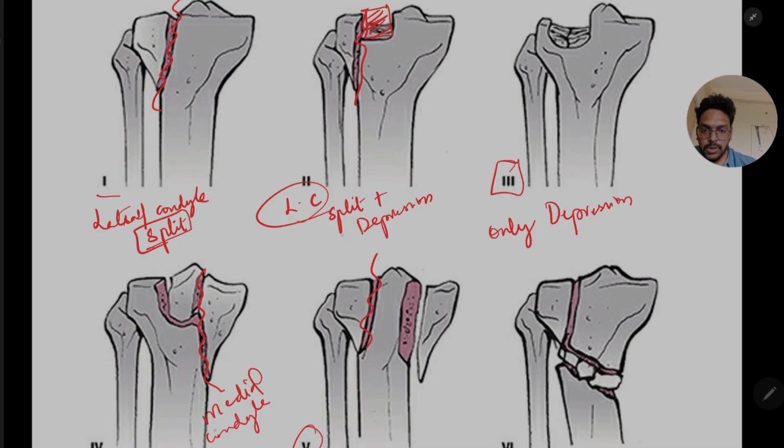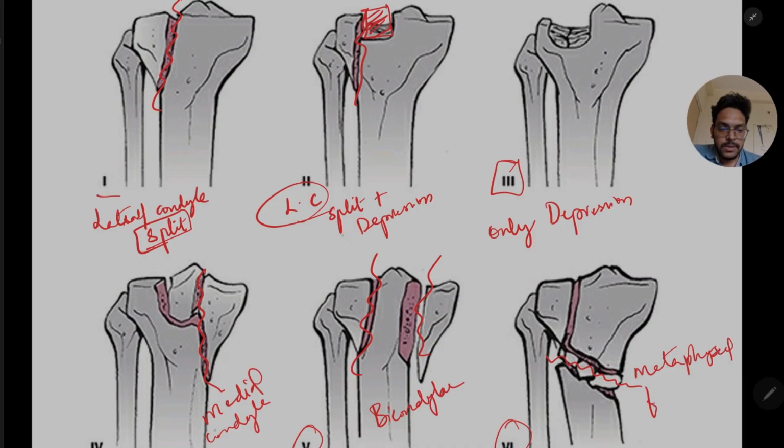Type 5 is where both the condyles are fractured. That's why it is called a bicondylar fracture. Then type 6 is metaphyseal dissociation, any condyle with a metaphyseal fracture. These are the 6 types in the Schatzker's classification.